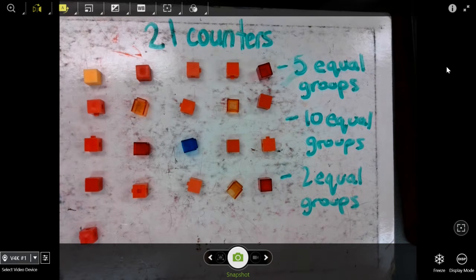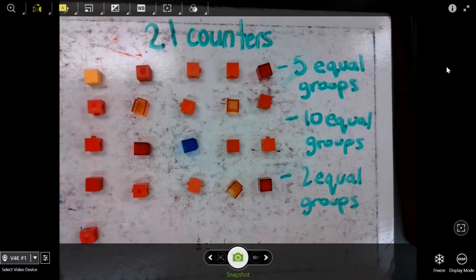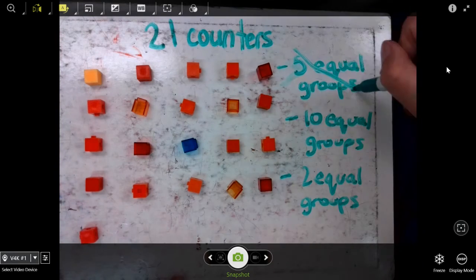And as we talked about before, when we skip count by 5s, we always end in 0 and 5. So if you know that 5 doesn't land on 21, you could just say it's not divisible. But if you count by it, you know that 20 is divisible by 5, and same with 25, but not 21. All right, so 5 equal groups, not divisible.